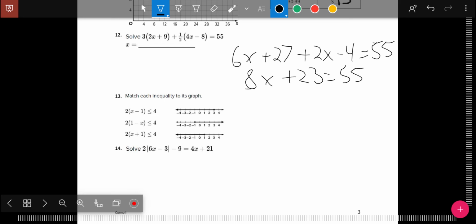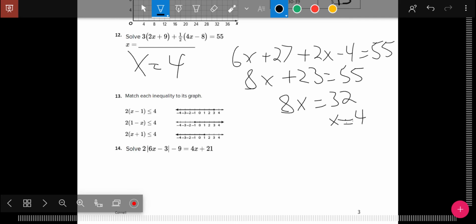I minus 23 from both sides. And so I get 8x equals 32. Divide by 8, and I get x equals 4. So x equals 4.